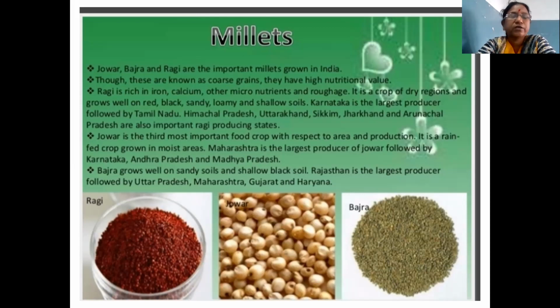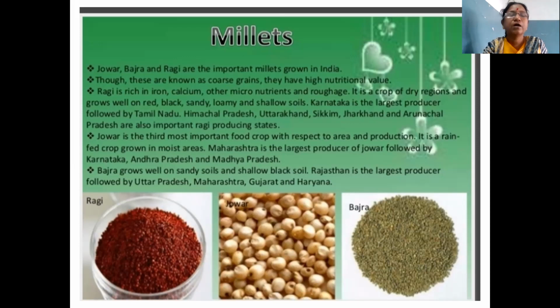Let us talk about ragi. Ragi is rich in iron, calcium, and other micronutrients and has roughage. Children, roughage helps in digestion. It has a smooth bowel movement. It is a crop of dry region. Basically, Karnataka leads in the production of this ragi. It is followed by Tamil Nadu, Himachal Pradesh, Uttarakhand, Sikkim, Jharkhand, Arunachal Pradesh. They are also important producers of ragi.